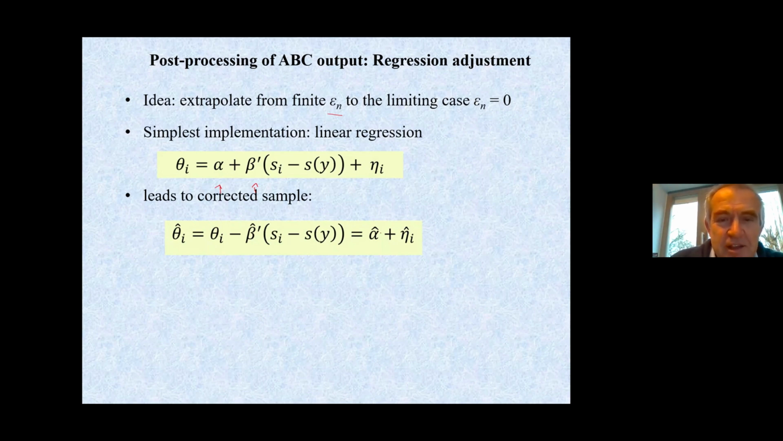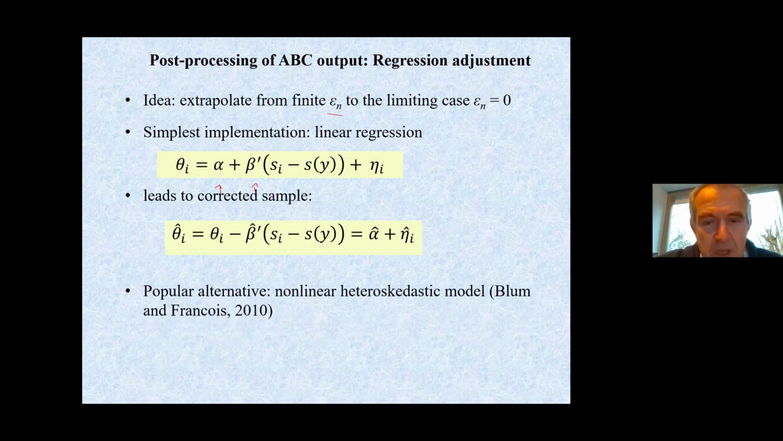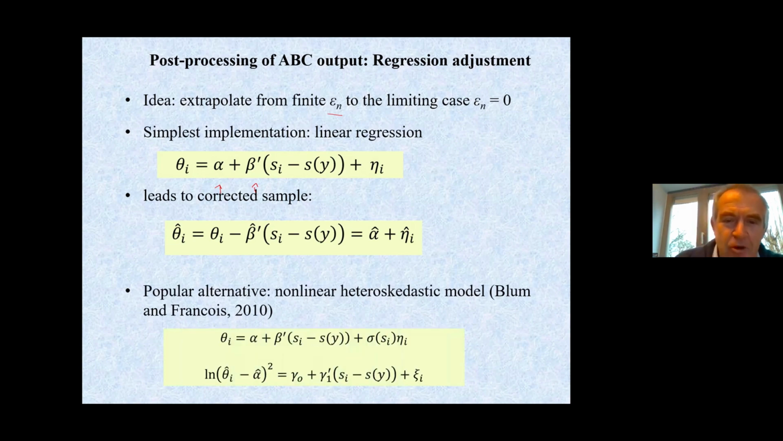Basically, what that is, is the estimated mean plus the random deviation, because you control for the systematic deviation between the simulated and the empirical moments. A popular alternative is a nonlinear heteroscedastic model. I also tried that, where you allow for different variances of different sets of moments, and you also estimate a second equation for the variance. But in my example, I found that this was not providing any additional improvement of the posterior.